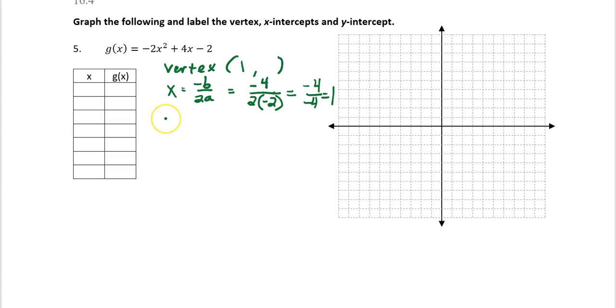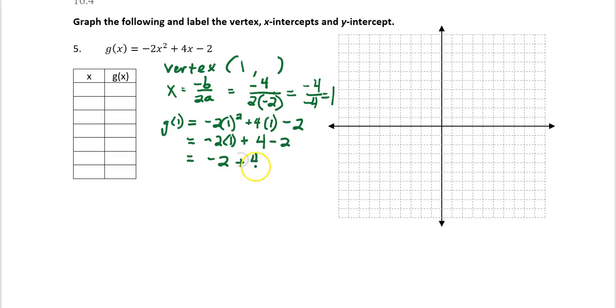Now I want to know the y value of that particular vertex, and I do that by substituting 1 into the function. We would have negative 2 multiplied with 1 squared plus 4 multiplied with 1 minus 2. The order of operations tells us to square the 1 first, giving us negative 2 multiplied with 1, and negative 2 multiplied with 1 is negative 2. 4 multiplied with 1 is 4. And adding all of these values together, I find out that I have a y value of 0.